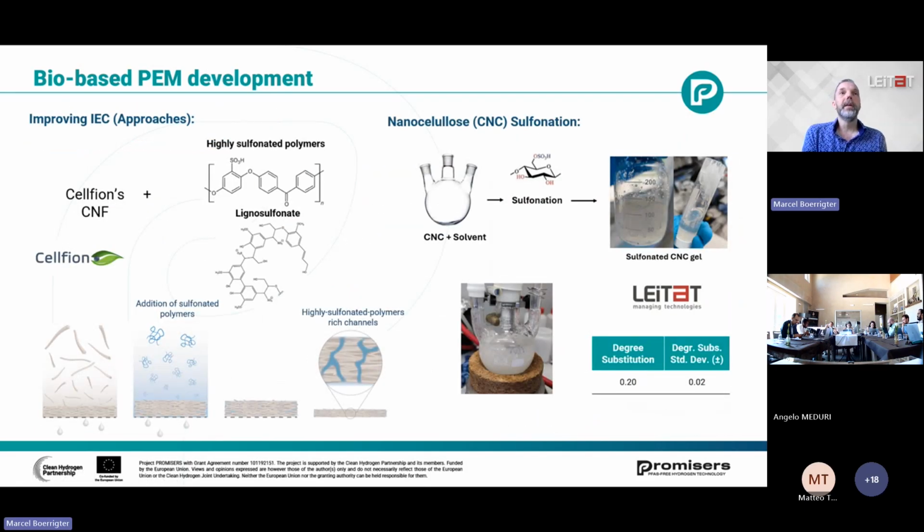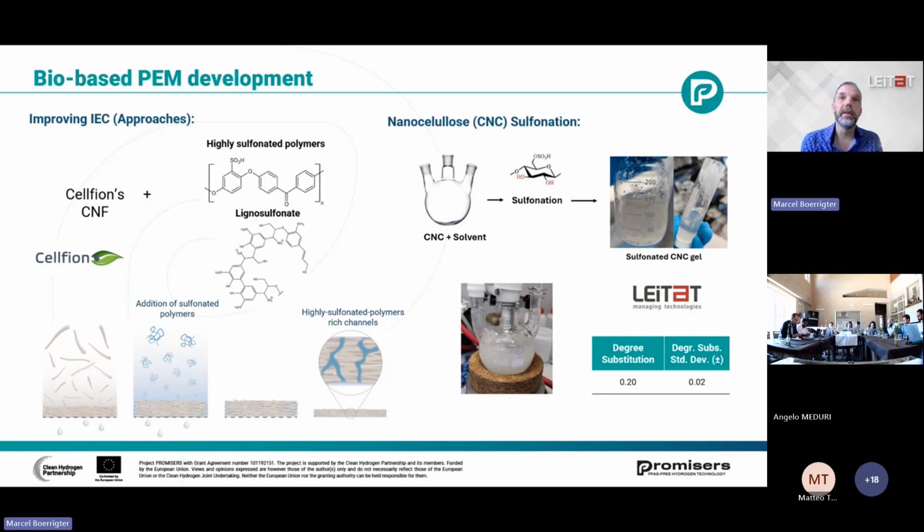So within the project, one goal was to optimize or improve the IEC of these membranes, because they don't have a lot of these sulfonic groups that can conduct. So we have done some sulfonation. So here we have the CNF, which was sulfonated using various routes, and then also the CNC, which was also sulfonated, as you can see here.